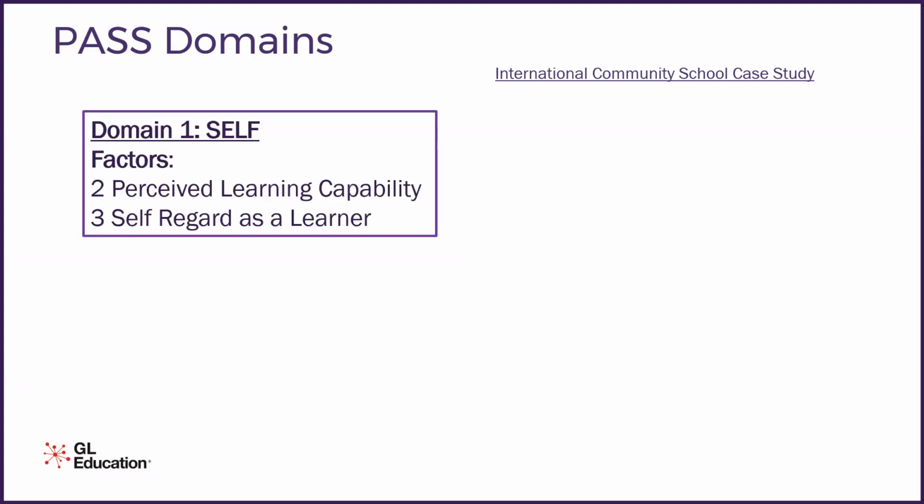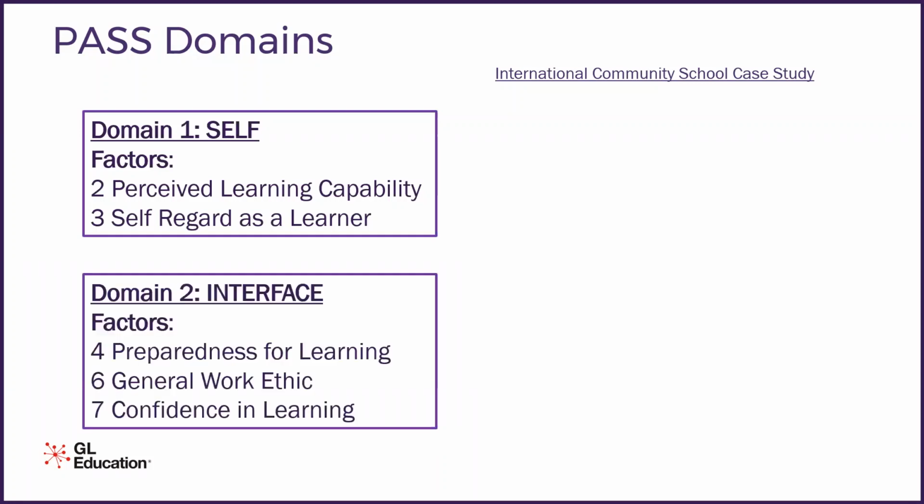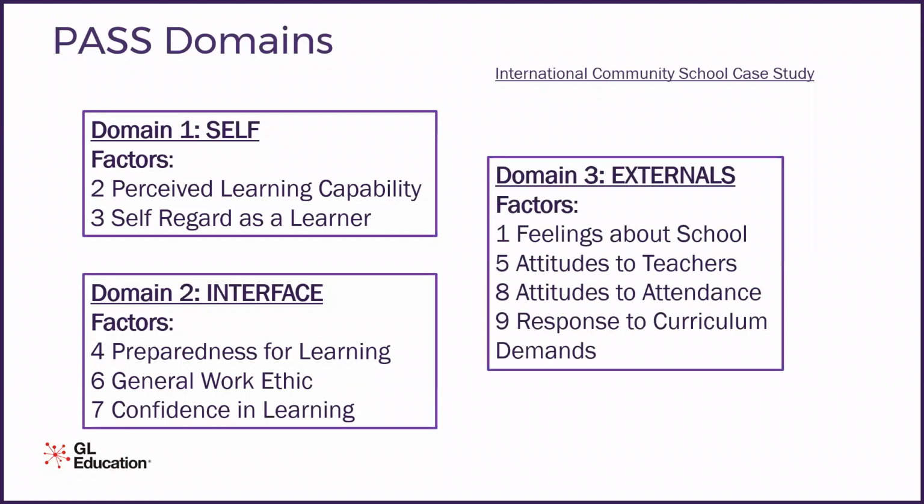Domain 1, the self, which measures how students feel about themselves as learners. Domain 2, the interface, which measures how a student engages with their school and learning experience. And thirdly, externals, which measures how students perceive the school environment. Should you want further information about this approach, you can watch a short video about it on our website.